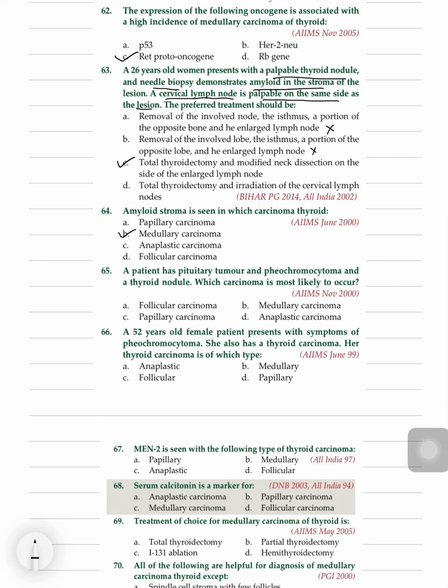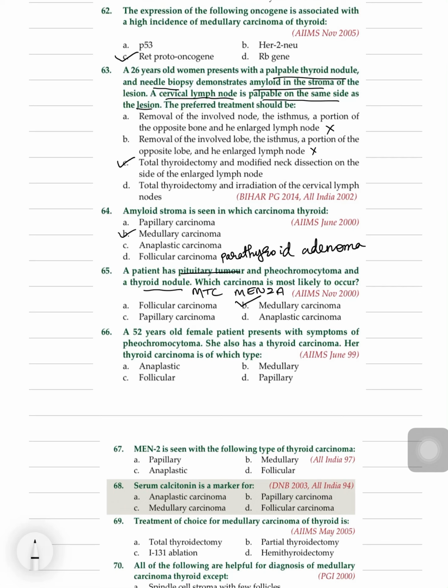A patient has pituitary tumor and pheochromocytoma and a thyroid nodule. Which carcinoma is it most likely to occur? So rather than pituitary, we can take it as a parathyroid adenoma and pheochromocytoma. So these two are seen in, and thyroid nodule, that is MTC, medullary thyroid carcinoma, it is MEN2A. So the question is, what is the other component of MEN2A syndrome? So the other component is medullary carcinoma.